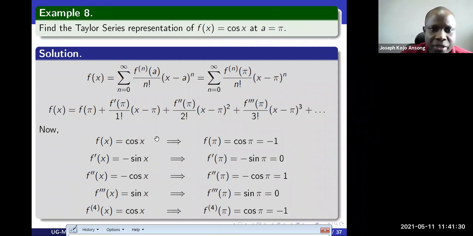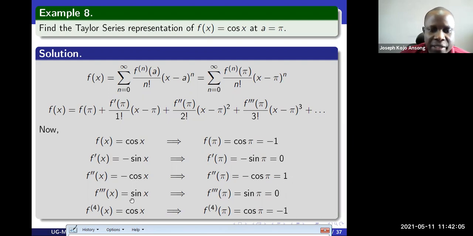If f of x is cosine of x, if I put pi there, I'm going to have cosine of pi, which is just -1. Then I need to find f prime, right? The derivative of f is negative sine, and then put f prime at pi. Negative sine of pi is 0. Then find the derivative of this, right? The derivative of negative sine will give you negative cosine of x. Find that at pi. Because cosine of pi is negative, the negative cancels this, and I have 1.